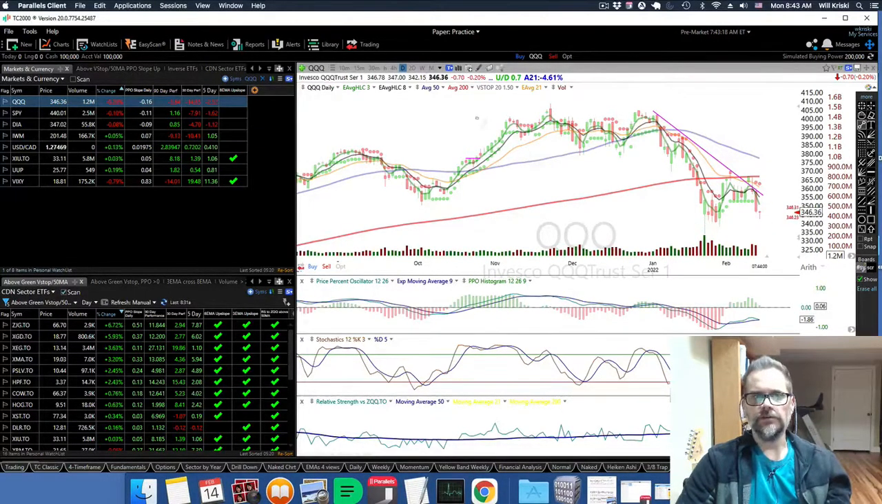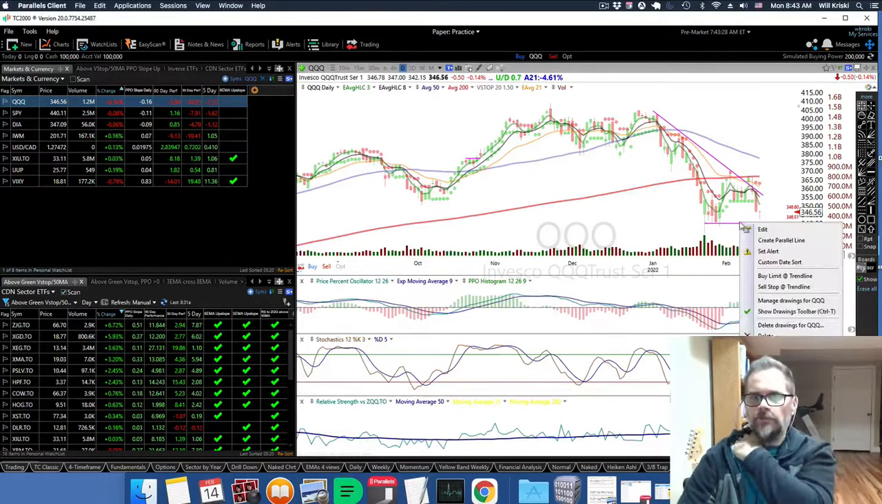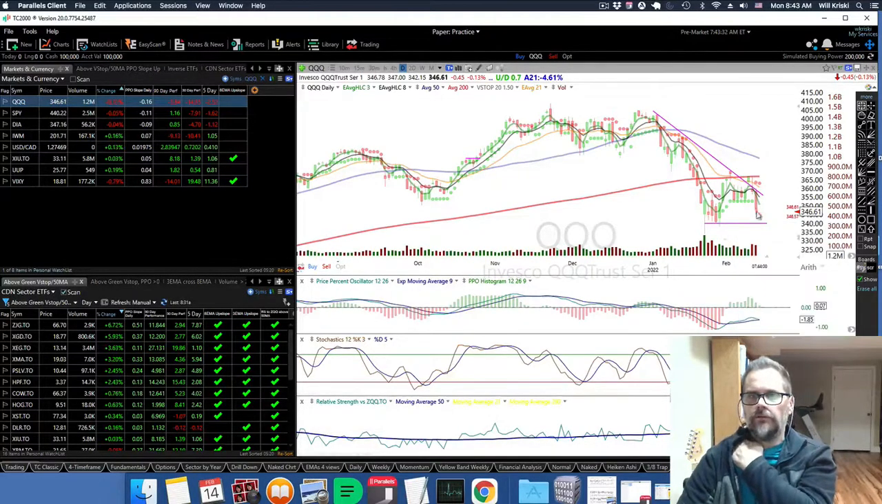I'm using TC2000. You can draw lines. If you hold the shift button, you get the horizontal line like that. You can put an alert on there. If you right click on the line and say set alert, you could have it tell you if it's crossing that line if you wanted to know.